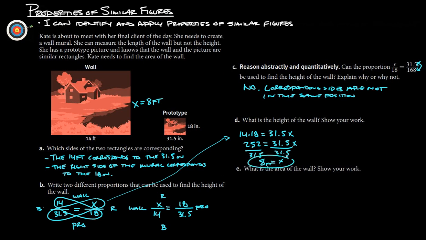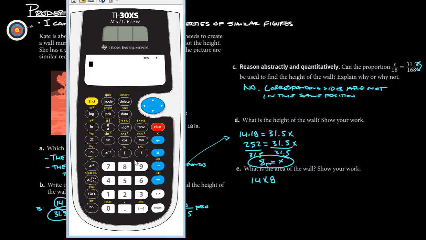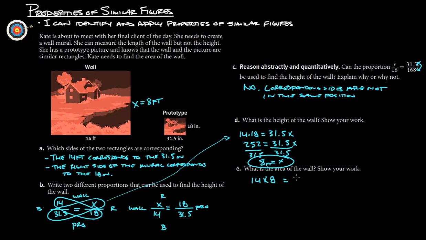Okay? All right, and then the last part says, what is the area of the wall? Show your work. Area of the wall is length times width, so that's just going to be 14 times 8. So 14 times 8 gives us 112, and this is going to be feet squared, 112 square feet. So when you're talking about area, always make sure you square your units, okay?